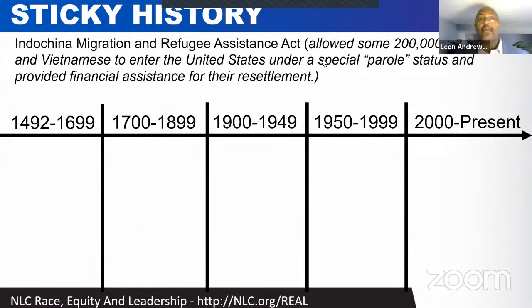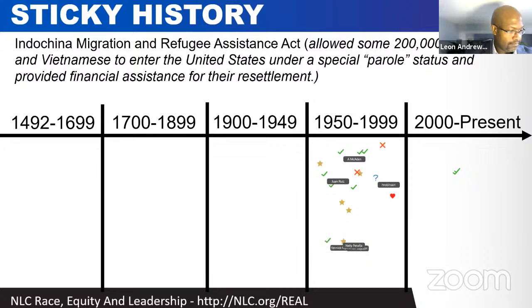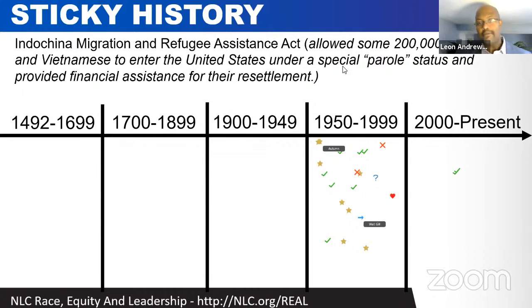What about the Indochina Migration and Refugee Assistance Act? Folks have heard of that. This act allowed some 200,000 Cambodian and Vietnamese refugees to enter the United States under what they call special parole status, and provided financial assistance for their settlement. Thoughts about when that was created? Most of you are kind of falling into that category. So yep, it was 1975. So most of you are hitting that, if not all of you, it looks like.